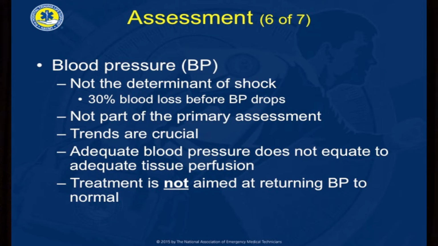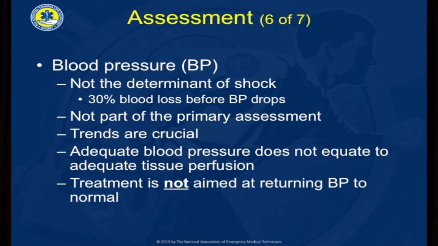So don't rely on it and look at the number and say, well, he's got a good blood pressure now, therefore he must be okay, because it could drop later on. So that's why it's really not part of the primary assessment, although we do want to get an early set of vitals: airway, breathing, circulation with pulse, skin, and other things that are more likely to indicate a problem with the perfusion. So we do want to, though, get an early blood pressure to see any trends that are occurring.